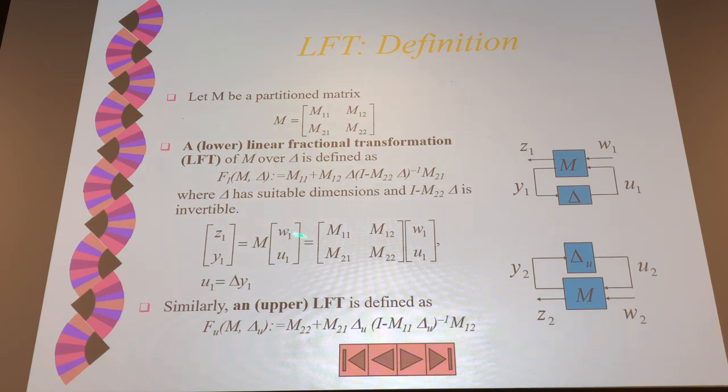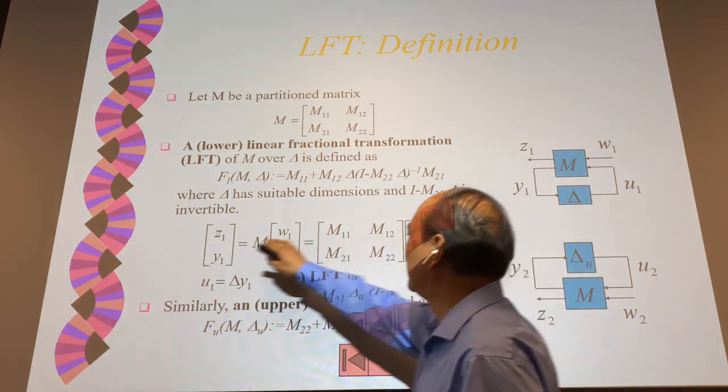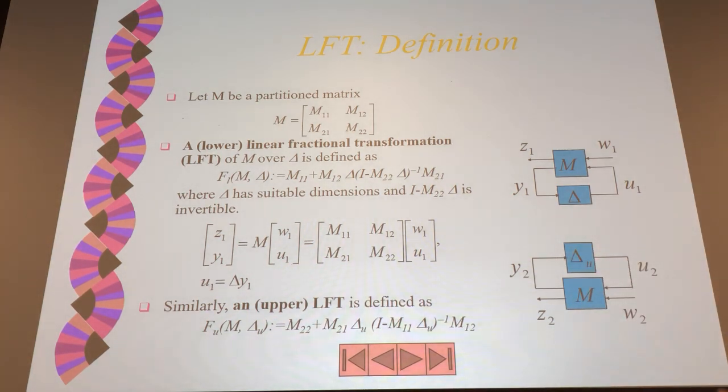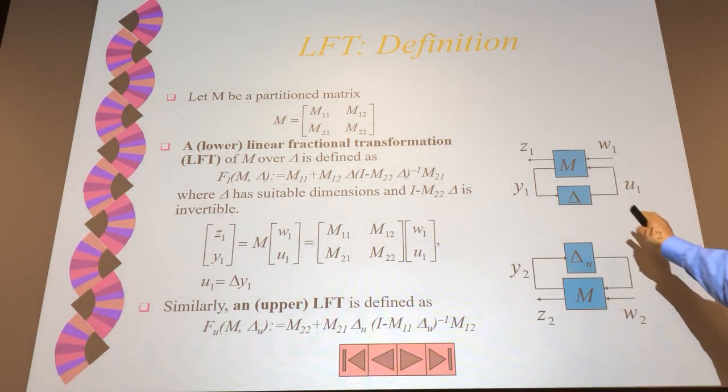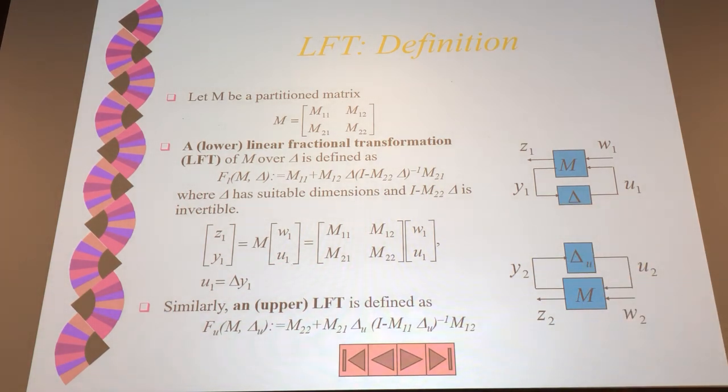If you write it in matrix format, you have W1, U1, Z1, Y1, with different dimensions here. Then you partition the M this way. What I really care about is from W1 to Z1, that is, the performance. But inevitably it will be influenced by the delta. So Z1 will be M11 W1 plus M12 U1. I want to remove U1, so I need to invert. U1 is delta Y. So in the end I write M11 W1 plus another term, F_l(M, delta). This is called the lower format.